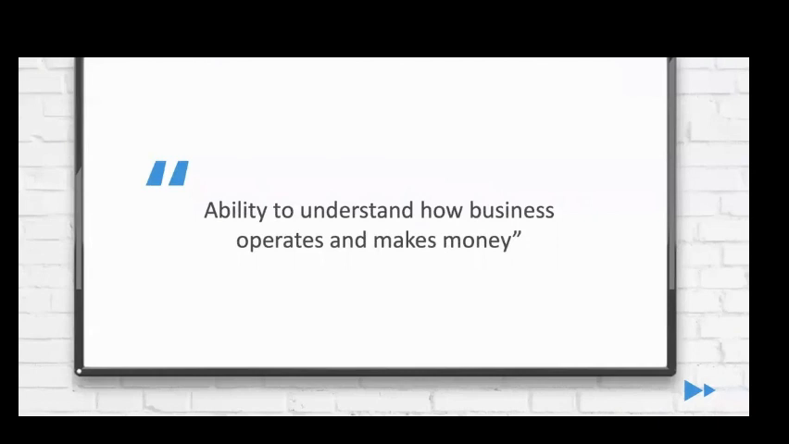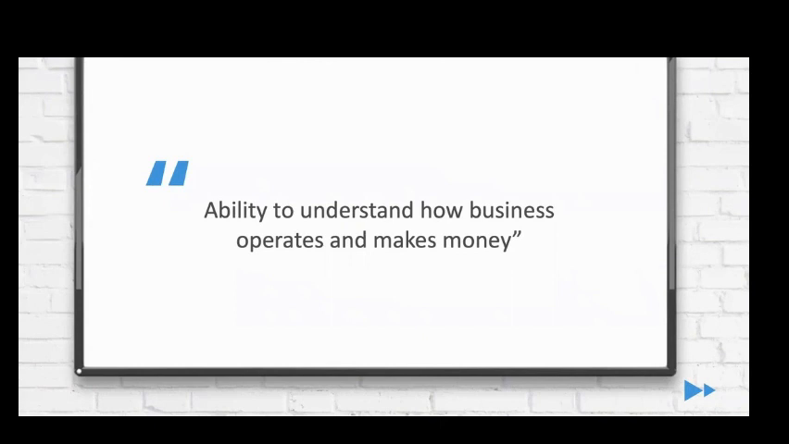Commercial acumen is an ability to understand how business operates and makes money. Looks very simple, right? Ability to understand how business operates. That means how your business functions internally, right? Bifurcated or divided into different verticals or different departments, and then each one having its own KPIs. So you need to understand how this integrated business operates and how it makes money.